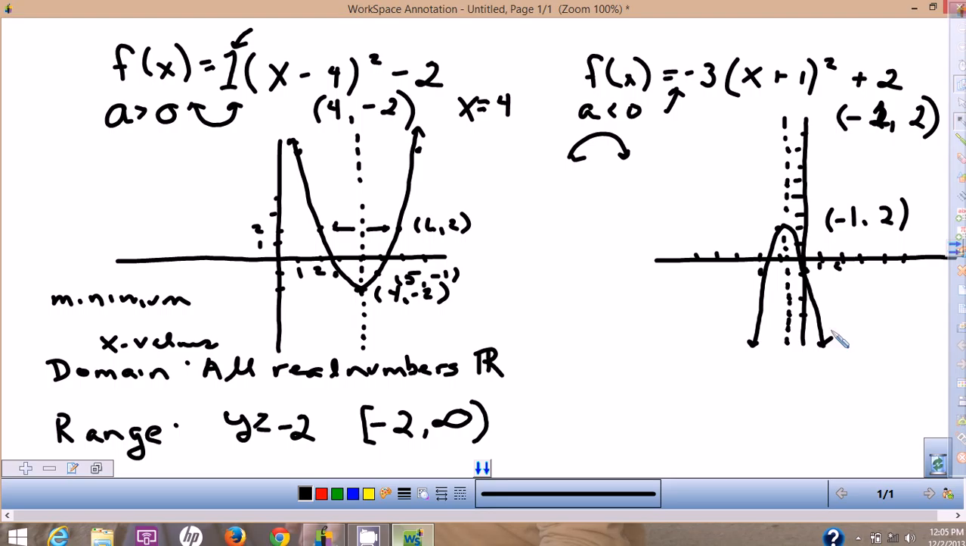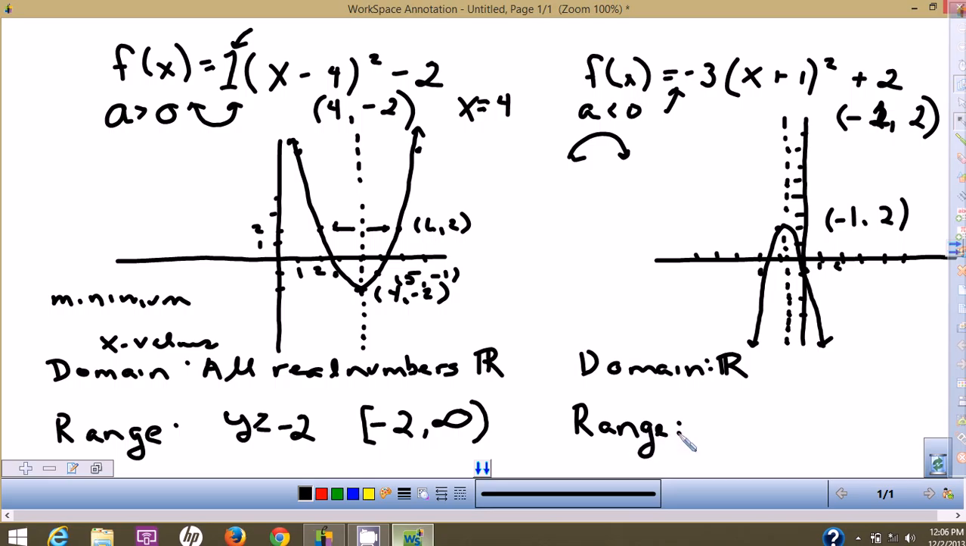Well, what's the domain of the function? If I want the domain of that function, did I do anything to change the domain? No, I didn't. It's still going to be defined no matter what the x value is. So the domain of this function is also all real numbers. What about the range? We have something a little different this time. Our range, our y values, we're not going up from our vertex. We're coming down from our vertex. So these y values, y is less than or equal to, what is the y value of my vertex? The y value of my vertex is 2, so y is less than or equal to 2.